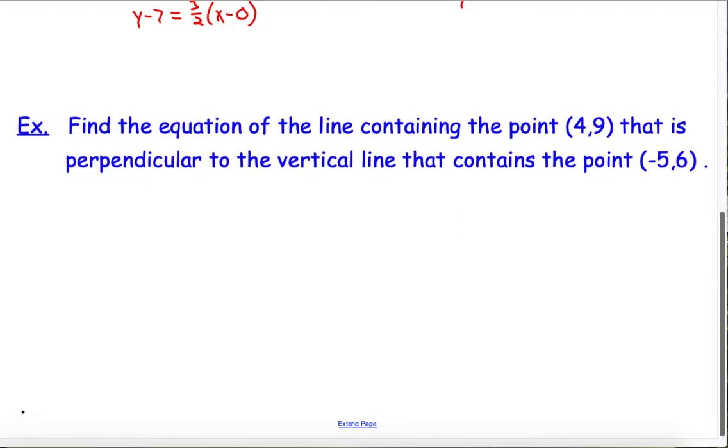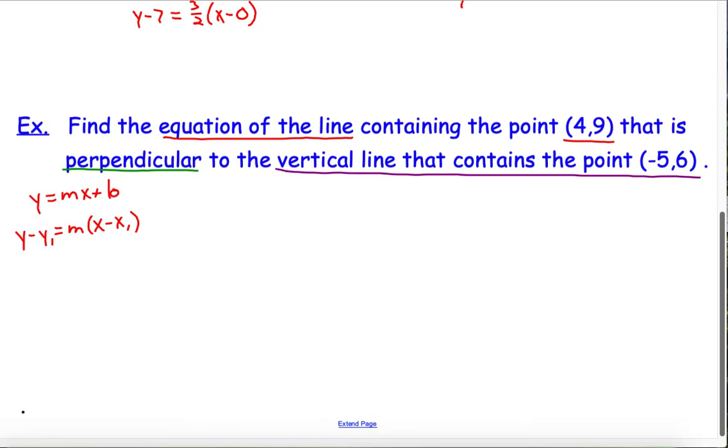All right, so we need the equation of the line. So our answer is going to be a line. Maybe y equals mx plus b. Maybe we like this form, y minus y1 equals m times x minus x1. Okay, we're just trying to not think too much, but we're following the pattern of the last two examples. It contains the point 4,9, so I know that point is on my line. It's perpendicular to the vertical line that contains the point negative 5,6.